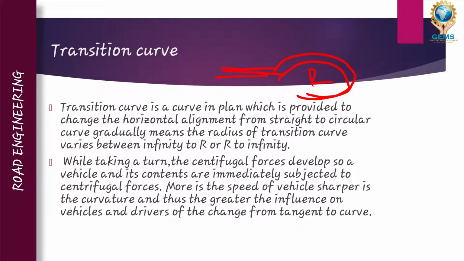While taking a turn, centrifugal force is developed, so the vehicle and its components are immediately subjected to centrifugal force. The greater the speed of the vehicle and the sharper the curvature, the greater the influence on the vehicle and the driver in the change from the tangent to the curve. As we can see, the straight road turns into a curved road, and when the vehicle goes on the curved road, there will be a centrifugal force, as we have seen in earlier days.